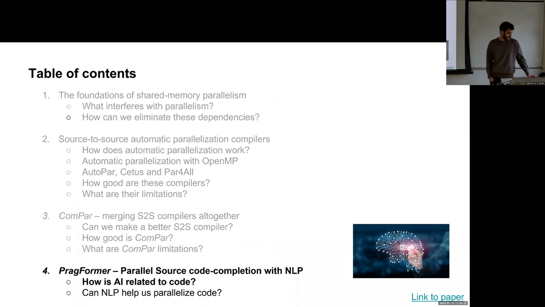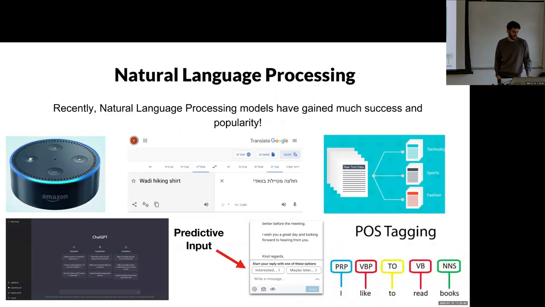So we're going to talk about my PhD work, which is PragFormer, a parallel source code completion with NLP. So how is AI related to code? NLP is natural language processing. If someone is familiar with NLP, I'll go through a bit of it anyway. Natural language processing is a field in AI that in the last couple of years gained a lot of success and popularity. If someone has Alexa in the house, you can see it from ChatGPT, which I'm sure everyone is already asking questions to solve their homework.